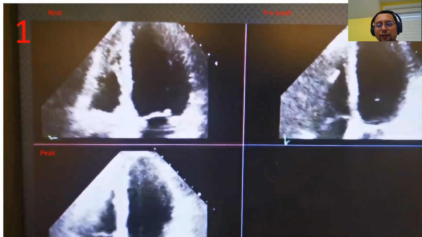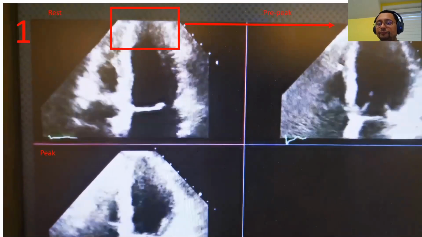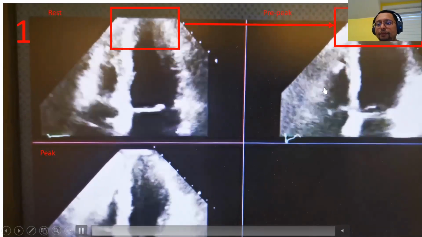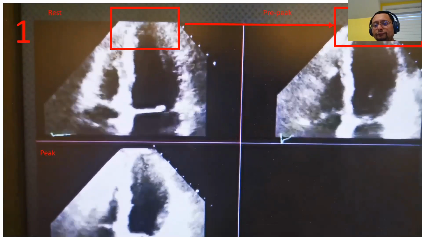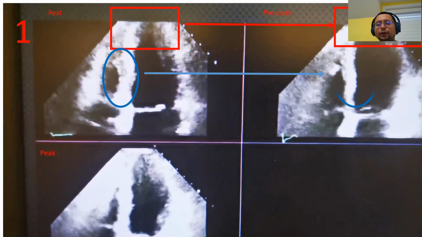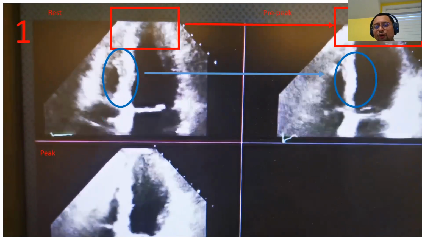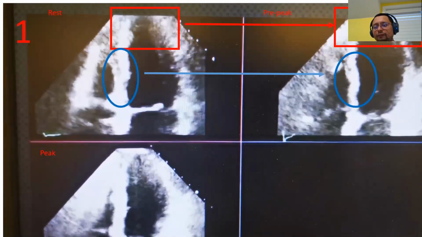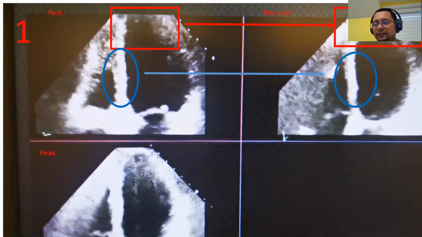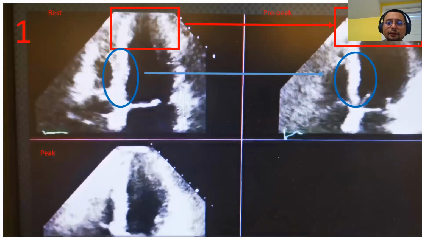I will show you the box. That is the LAD segment. Look at what happened at peak. You can see that the LAD segment starts normal and at peak becomes hypokinetic. What about the right coronary artery segment? That is the RCA segment. Look at the difference at rest and pre-peak. It starts with normal contractility, however at pre-peak there is obvious hypokinesia in the LAD and RCA segments. So this is ischemia.